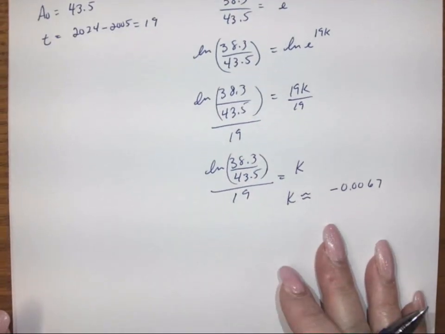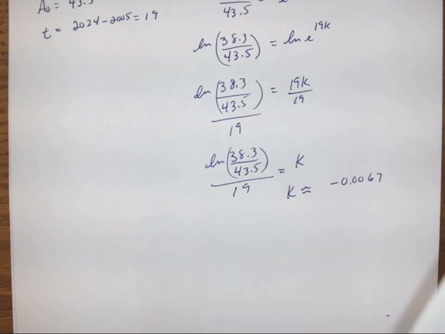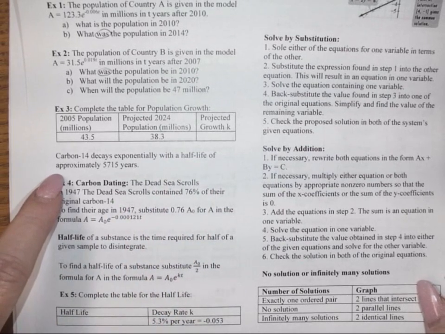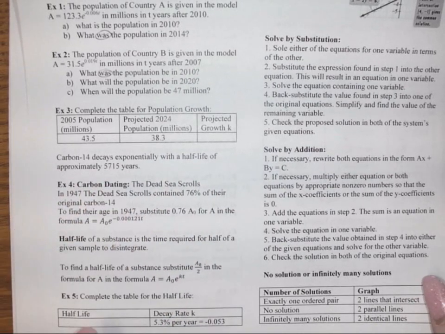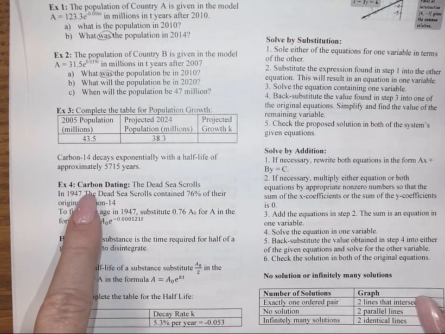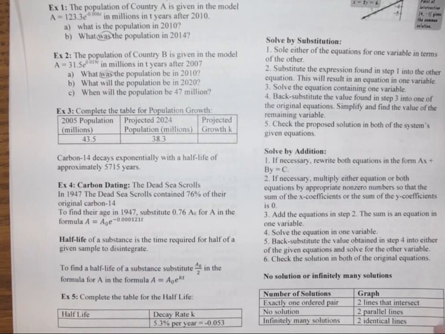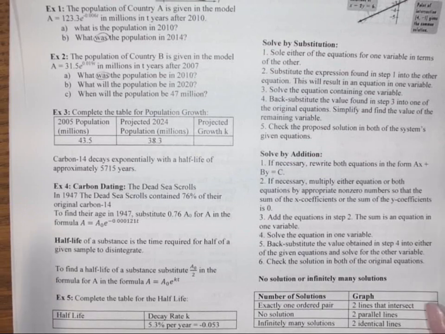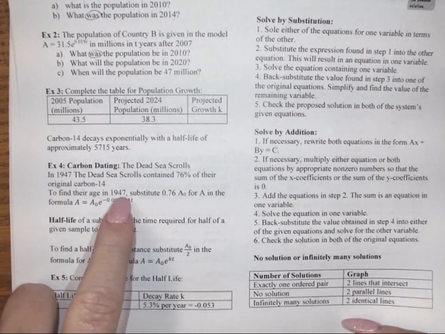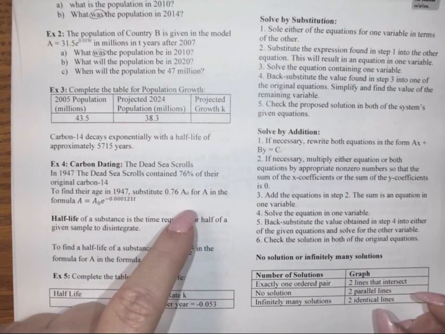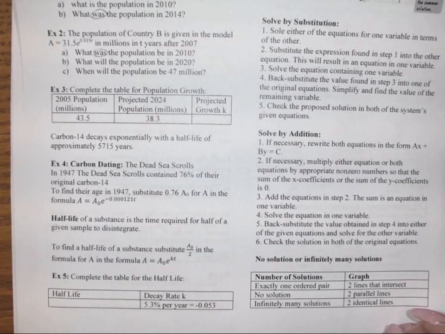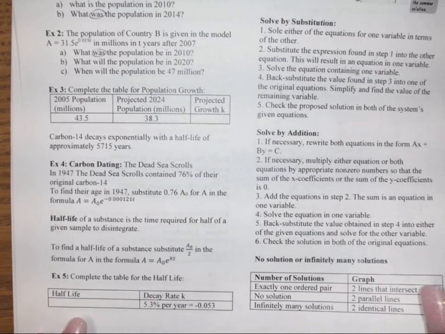All right, let's go on to our next problem. So carbon-14 decays exponentially with a half-life of approximately 5715 years. So we have about carbon dating with the Dead Sea Scrolls. In 1947, the Dead Sea Scrolls contained 76% of their original carbon-14. To find their age in 1947, substitute 0.76 A sub naught for A in the formula that is right there. All right. So let's go look at that.